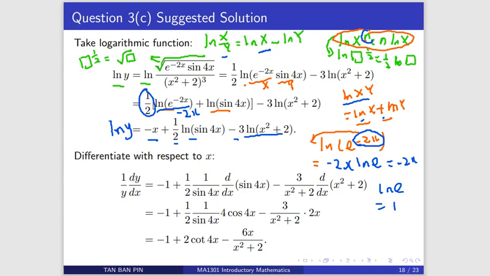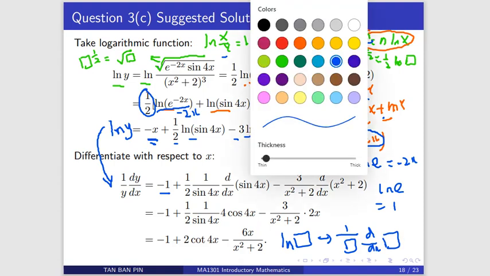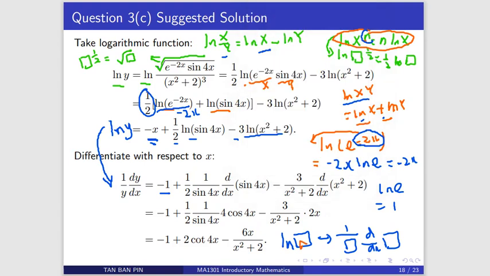Now we can differentiate both sides with respect to x. Differentiating ln y gives you 1 over y dy/dx. Differentiating minus x gives you minus 1. Then you know that differentiating ln of box is 1 over box times d/dx of box. Inside the box you fill in sin 4x, so it is 1 over sin 4x times d/dx of sin 4x.